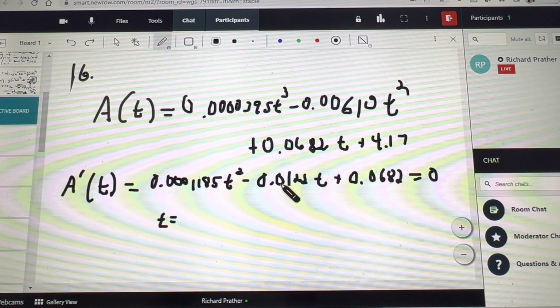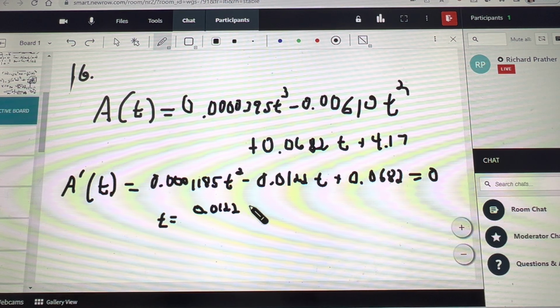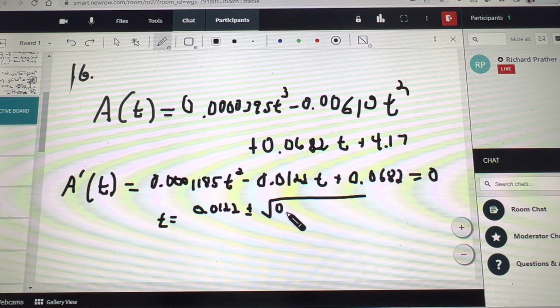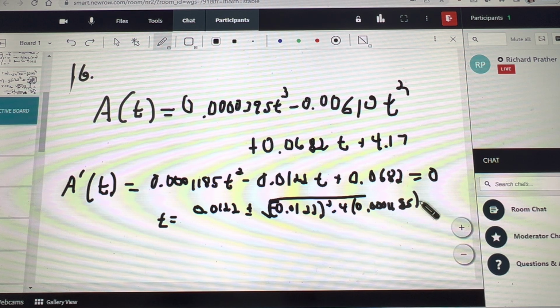So opposite of b, plus and minus square root b squared, and if it's technically negative, but when it's squared it's going to turn positive anyway, minus 4 times a times c, all over 2a.